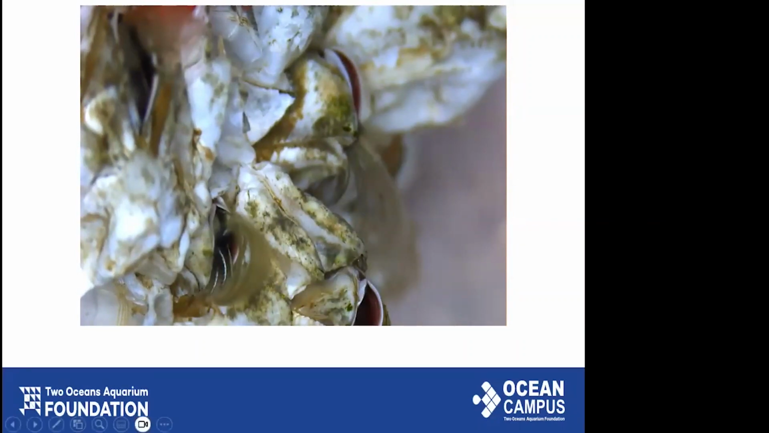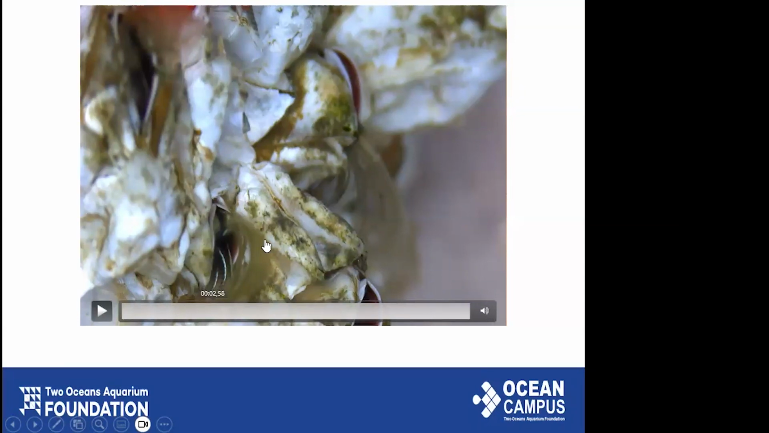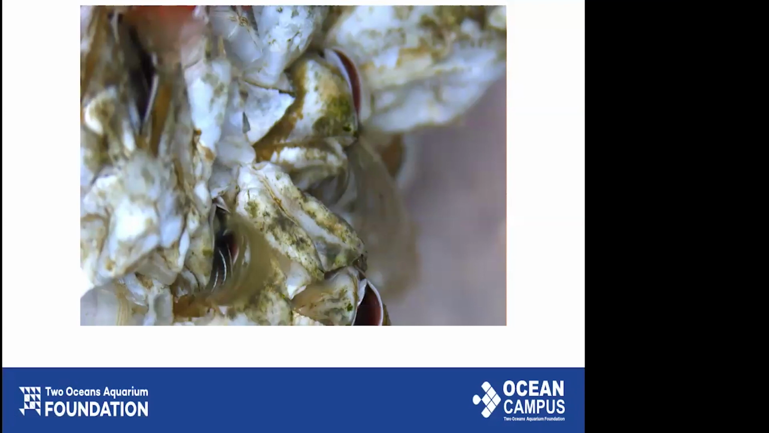So they're filter feeders. When they are in the water, they extend the cirri, that's that structure, and they move that in the water to feed. And when they're out of the water, they close off the plates, and that seals them off. Twofold, it protects them, and secondly, it also helps trap a bit of moisture whilst they are out of water at low tide.